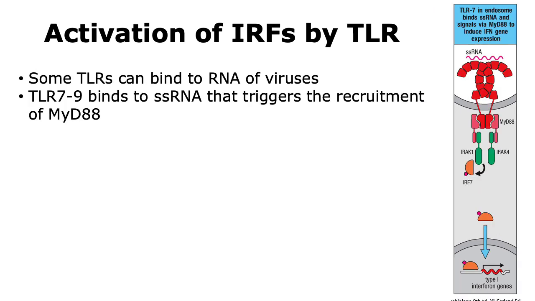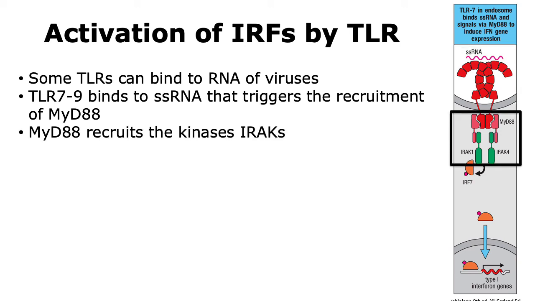Some TLR family members are able to recognize and bind to single-stranded RNA. One such example is TLR7, which is present in the endocytic membranes of the host cell and is able to bind to single-stranded RNA. The binding of single-stranded RNA to TLR7 activates TLR7 by promoting its dimerization. Now, the TIR domains that are close to one another in the cytoplasm are able to recruit the adaptor protein MyD88, which in turn is able to recruit the kinases called IRAKs.